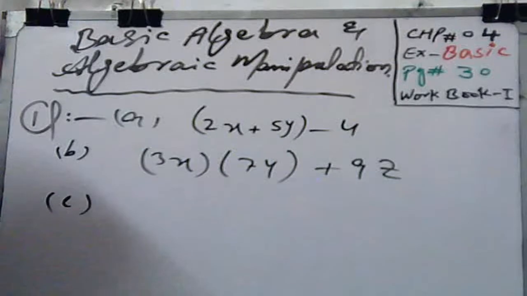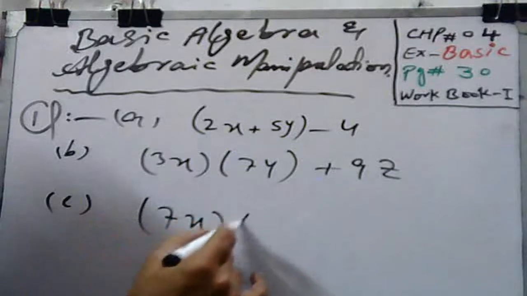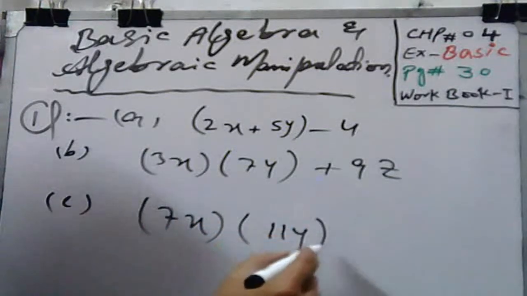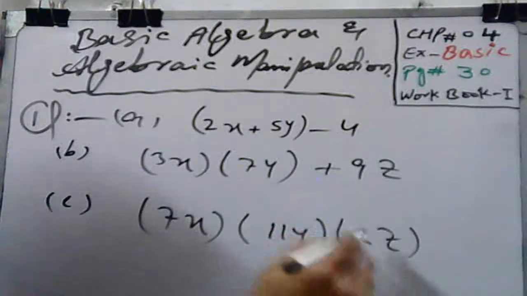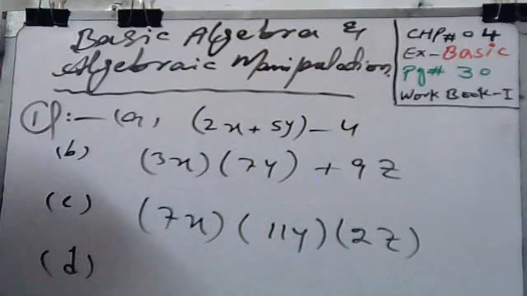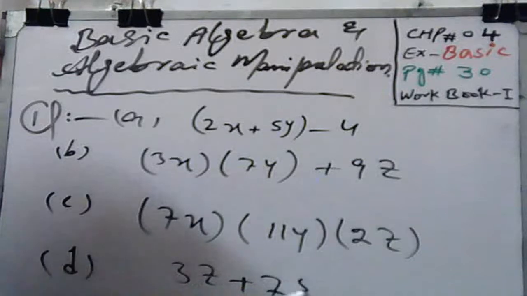Third one is multiply the product of 7x and 11y by 2z. Multiply the product of 7x to 11y by 2z. So this is your product situation. Fourth one is divide the sum of 3z and 7s by 5a. Divide 3z plus 7s by 5a.